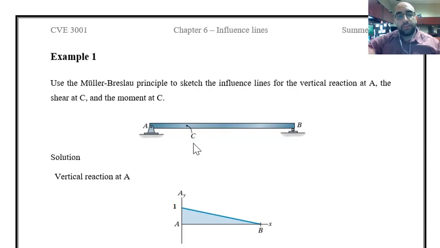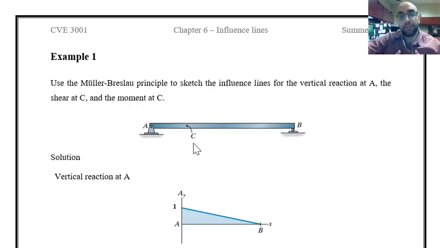So I said, based on Muller-Breslau's method or principle, I have to remove the restriction for that specific force or moment and then apply a unit deformation. For the case of shear force, that unit deformation is a unit displacement. For the case of bending moment, that unit deformation is a unit rotation. And then once you do that, the deflected shape is your influence line diagram.